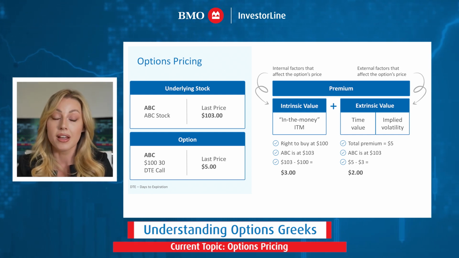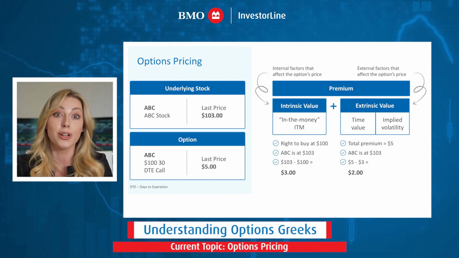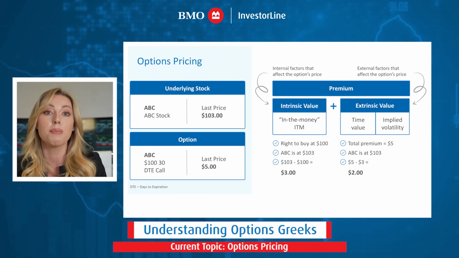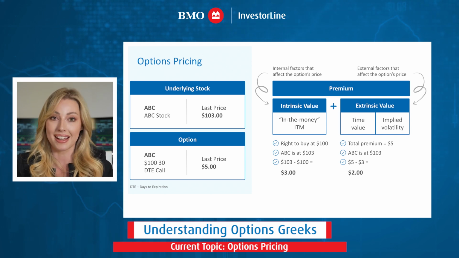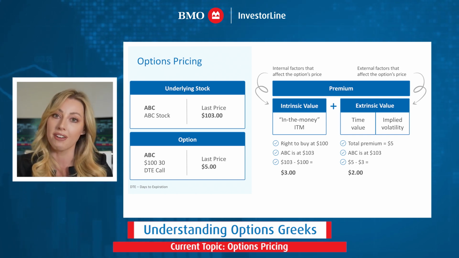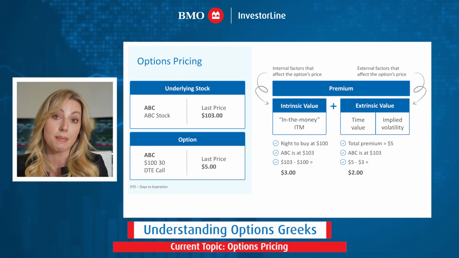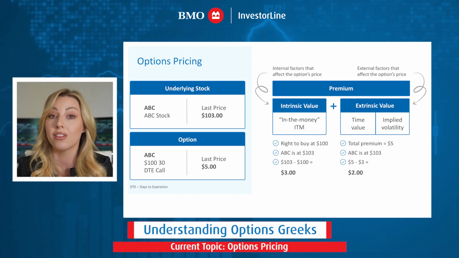Time value is really the more time an option has till expiration, the more likelihood it has to have that executable value, the more expensive it's going to be. It all comes back to what could happen around this option where it could have executable value. That's the time value component, the time aspect. And then the second component of extrinsic value is implied volatility.